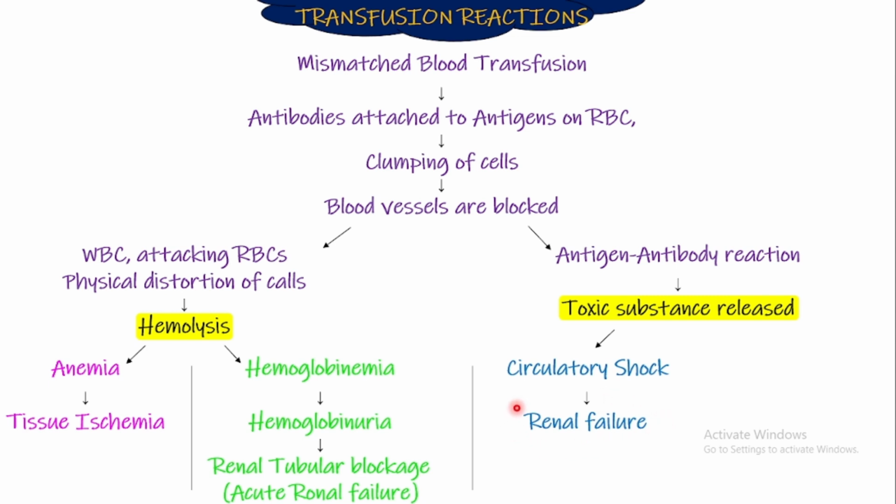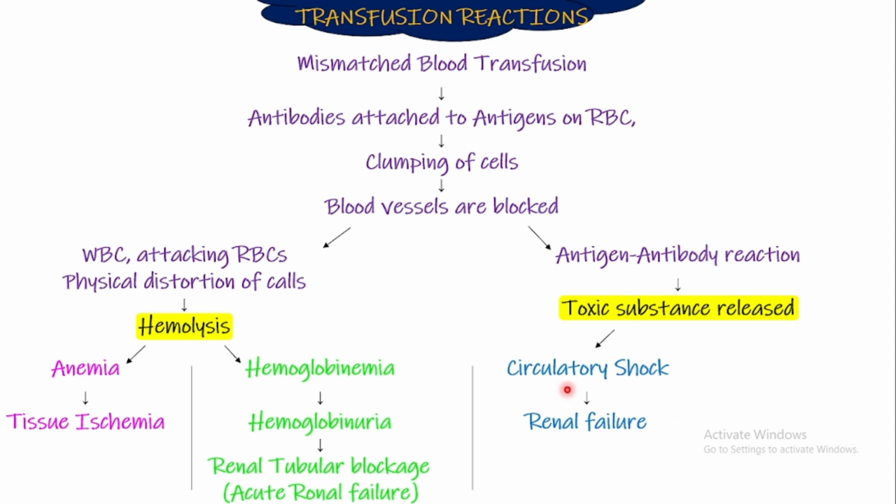So when the blood supply to all the tissues of the body is decreased, blood supply to the kidneys is also decreased. And whenever the blood supply to the kidneys is decreased, it results in renal failure. So here, the renal failure is because of the renal tubular blockage, and here the renal failure is because of the circulatory shock caused by the toxic substances. And these are the two mechanisms of renal failure because of the transfusion reaction.